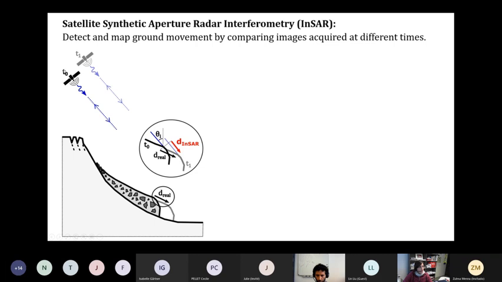So if you have the satellite coming on day 1, for example using Sentinel-1, which is a European satellite, it's coming back 6 days after at the same location. And by comparing these 2 images, you get information about the displacement that occurred between these 2 acquisitions.